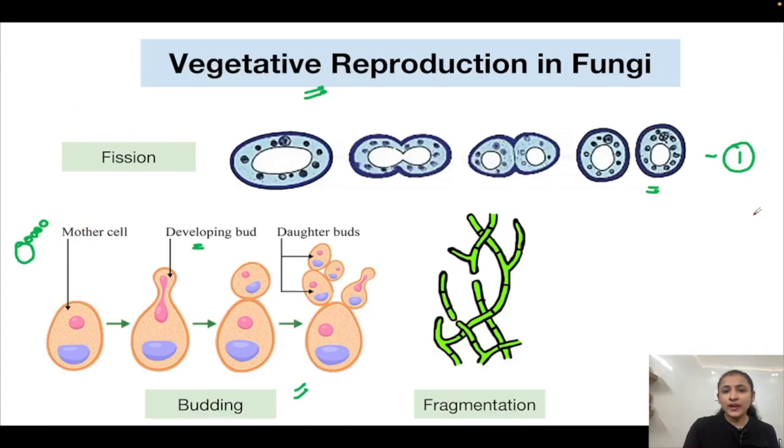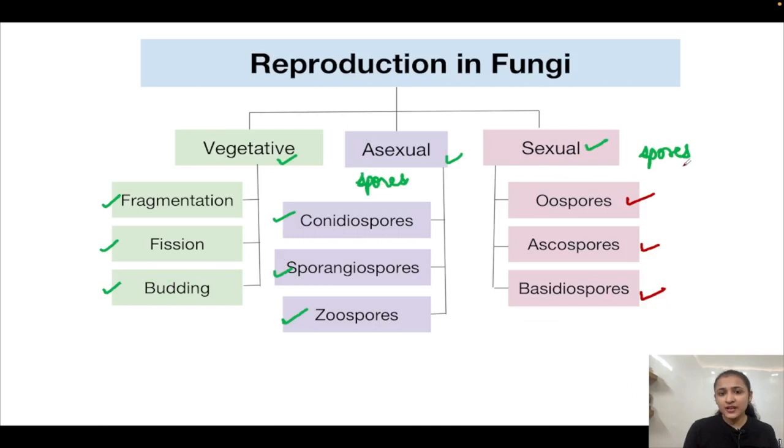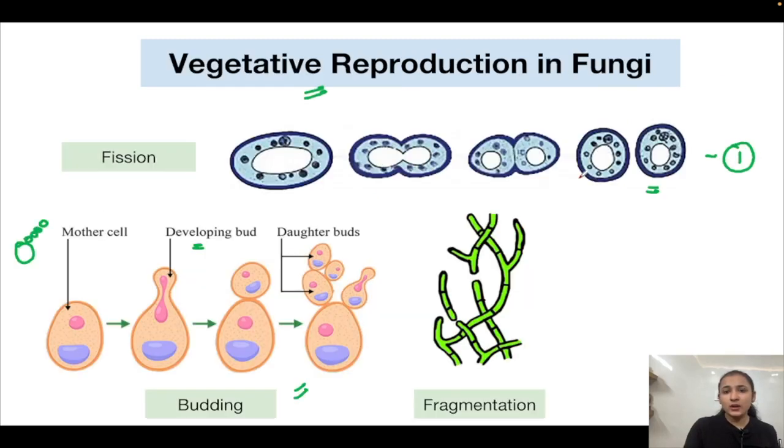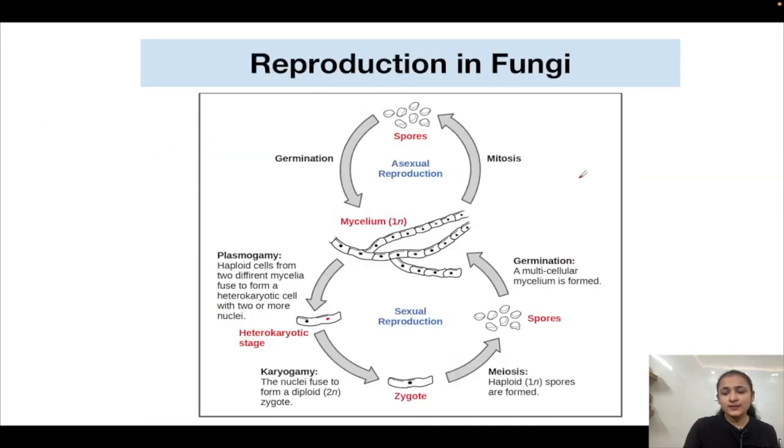Now we have completed all the reproductive types: vegetative, asexual, and sexual. Asexual spores are formed by mitosis, so they are also known as mitospores. Sexual spores, as always, are formed by meiosis and are known as meiospores. Now let us study these cycles.